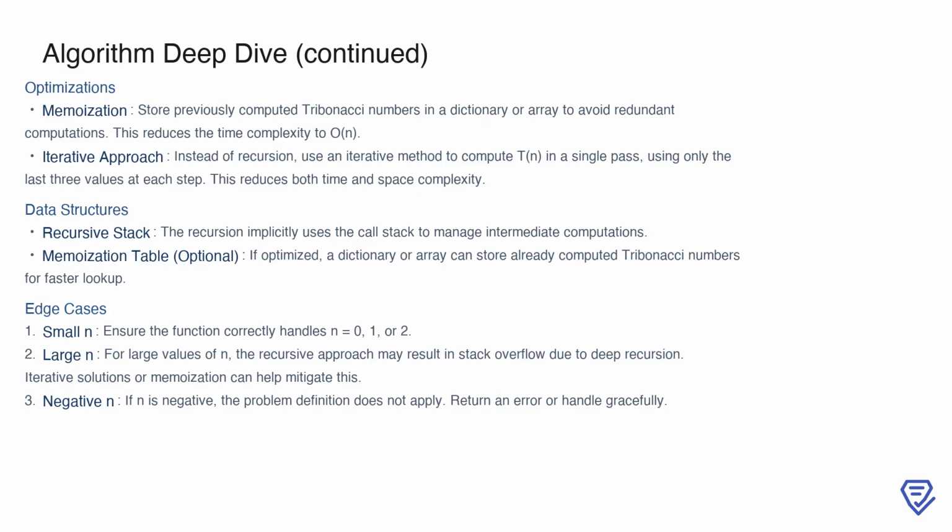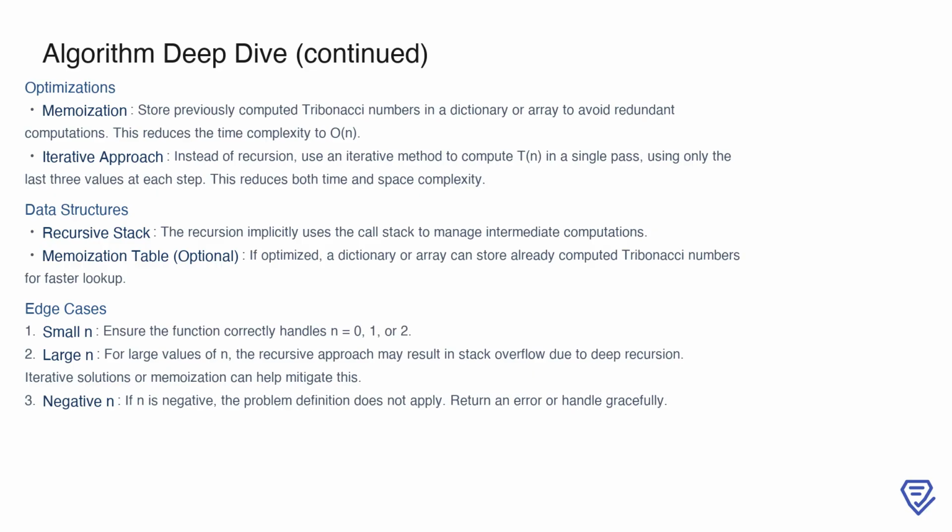Each time the function is invoked, its state is pushed onto the stack. Once a base case is reached, the stack unwinds, and intermediate results are aggregated to produce the final output. However, this method does not use any additional data structures like arrays or hash maps. Values are computed on the fly and returned directly, which can lead to significant redundancy.